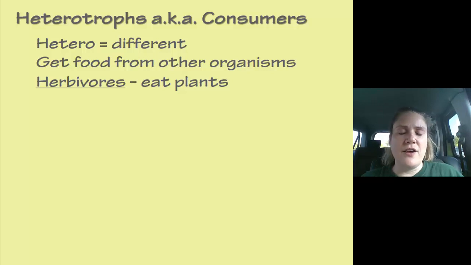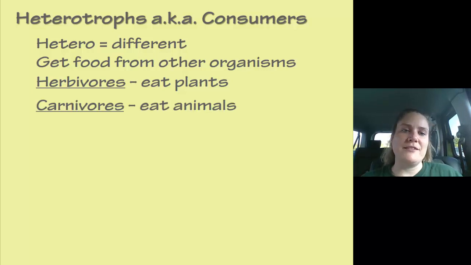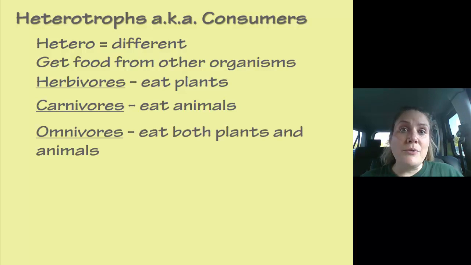There are a bunch of different kinds of heterotrophs or consumers. There are herbivores that eat plants. Now, they are herbivores. They're not herbivores. Herbivores eat guys named Herb, okay? These are herbivores. They eat plants. Carnivores eat animals. Omnivores, omni means all, so omnivores eat both plants and animals.